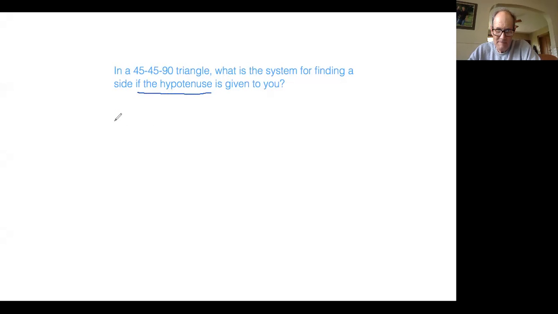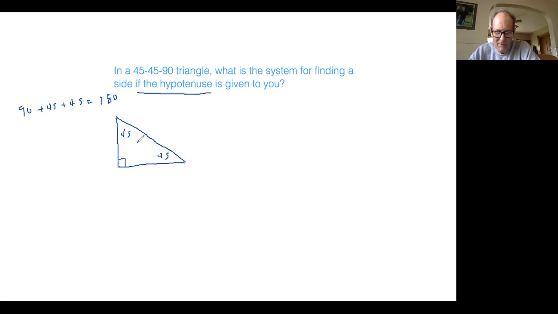Well, let's look at a 45, 45, 90 triangle. There's the right angle, so then this would be 45 and 45. And just a simple check, 90 plus 45 plus 45 is 180. So my triangle's checking out.